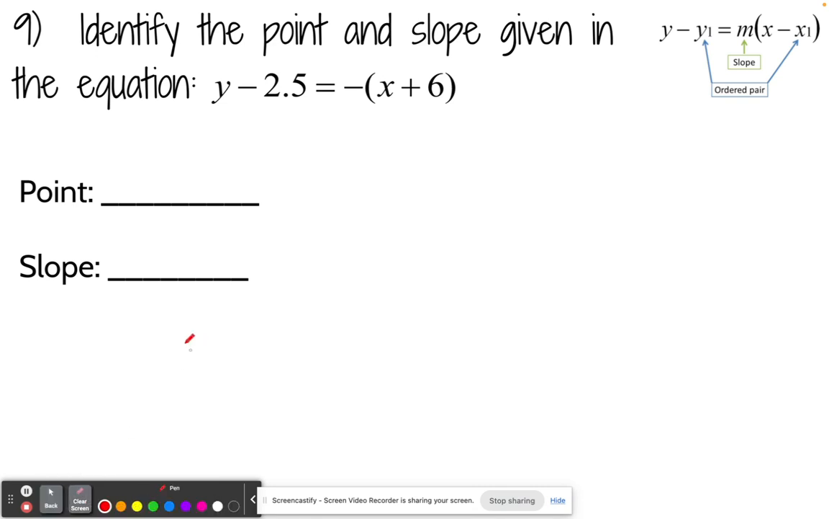Okay, this one we tried to trick you a little bit. What's my slope? All I see here is a minus. Well, remember, if you have a minus there, that's a negative 1. My slope is negative 1. My y is easy. I have y minus my y value, which is 2.5. But my x has that plus there, so I know this is a minus and negative. So my x value is negative 6.